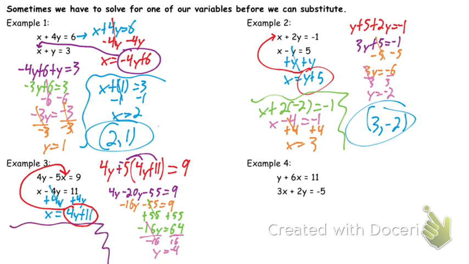X minus 4 times negative 4 equals 11. Well, minus 4 times negative 4, really. X plus 16 equals 11. Subtract the 16. X is negative 5. So our answer ends up being negative 5, comma, negative 4.